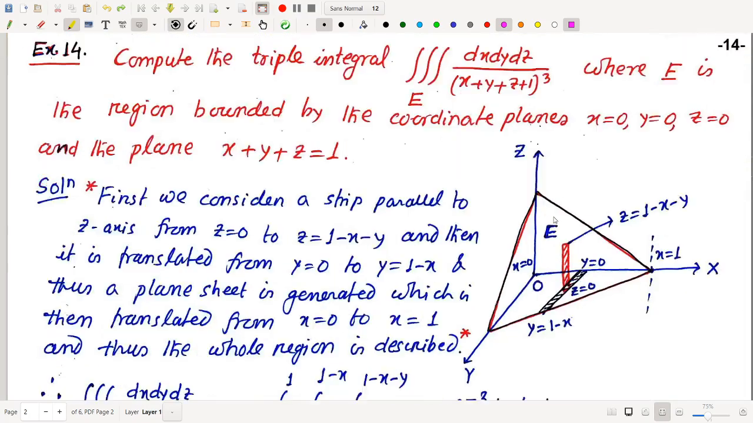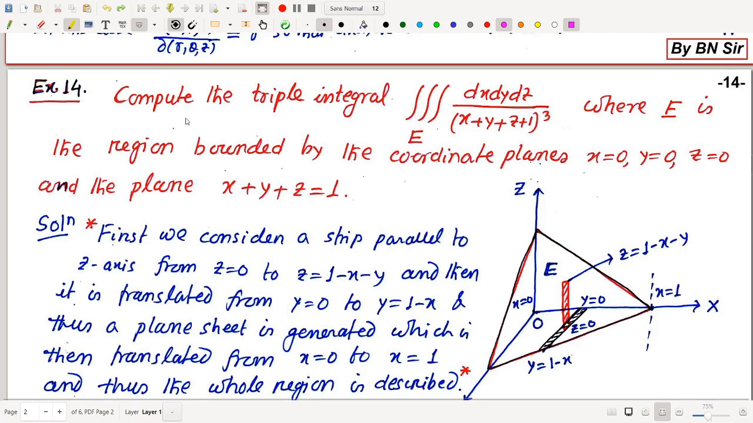Now let us see some examples. First example here. Compute the triple integral dx dy dz divided by (x plus y plus z plus 1) whole cube. The integrand is 1 by (x plus y plus z plus 1) whole cube.